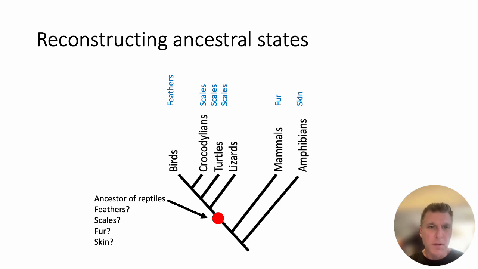So the group that includes lizards, turtles, crocs, and birds, that branch leading to that group, what condition did that have? Did it have feathers? Did it have scales? Did it have fur? Did it have skin?